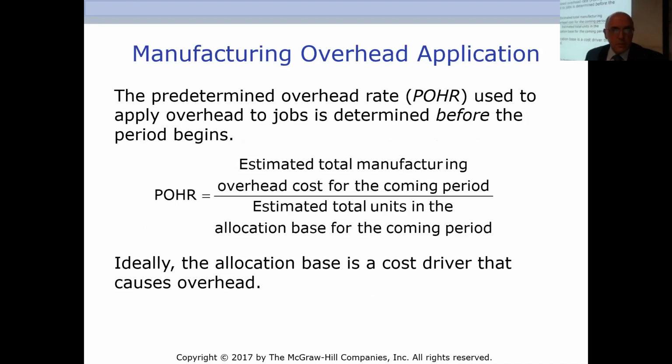Manufacturing overhead application: the predetermined overhead rate, POHR, used to apply overhead to jobs is determined before the period begins, in January if you have a calendar year. Do all companies have a calendar year? No. A calendar year begins January through December. Fiscal year would be any year that starts in a month other than January, basically. Then there's another kind too. What's the third kind? Calendar year starts January 1st. Fiscal year is the first day of any month except January. Then the other one begins with F.